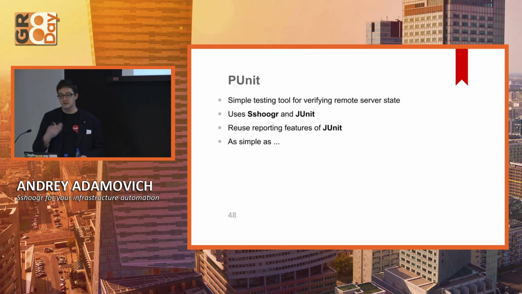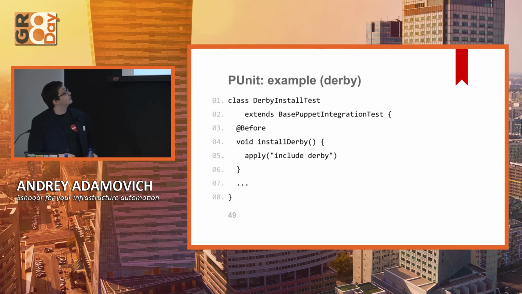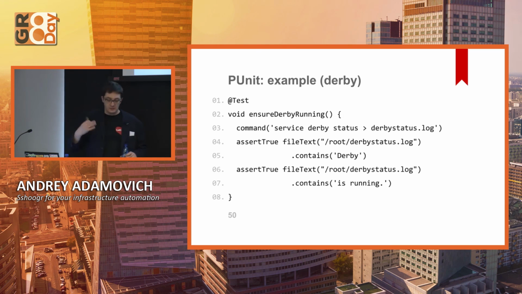So punit is basically an integration of Sshoogr and JUnit. I'm not going to jump through examples because that's maybe too specific, but basically we have this base integration task that always runs against some real machine, like an AWS server, for example. After we applied our configuration, we could run some tests and write some Sshoogr commands and verifications against that to get the state of our provisioning code, and then verify that and run it constantly.